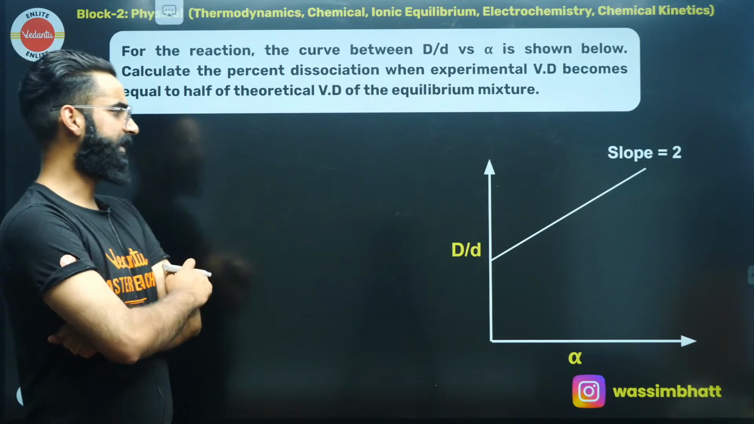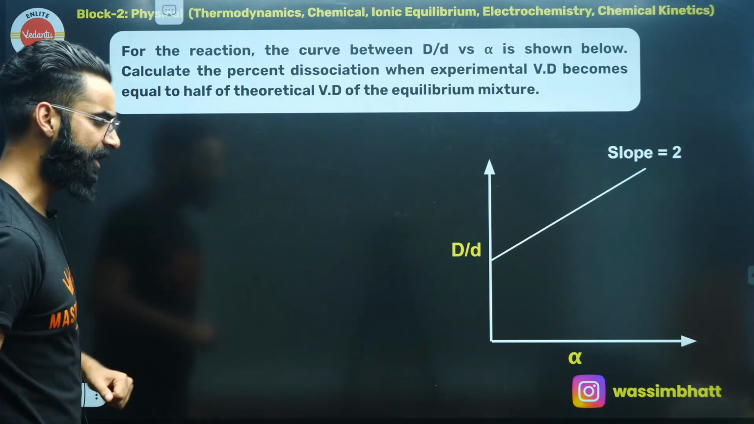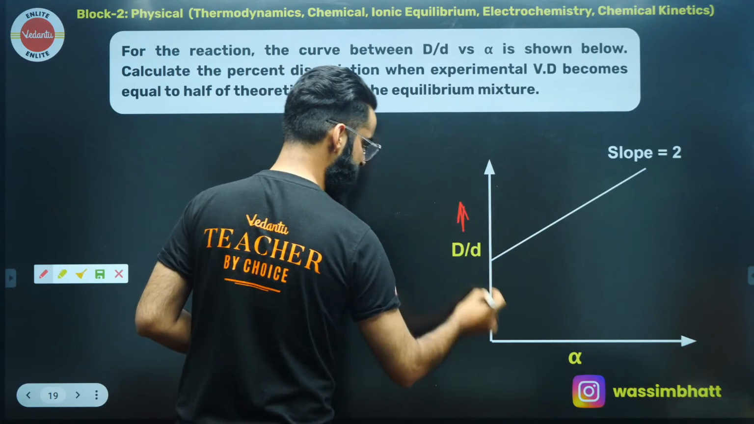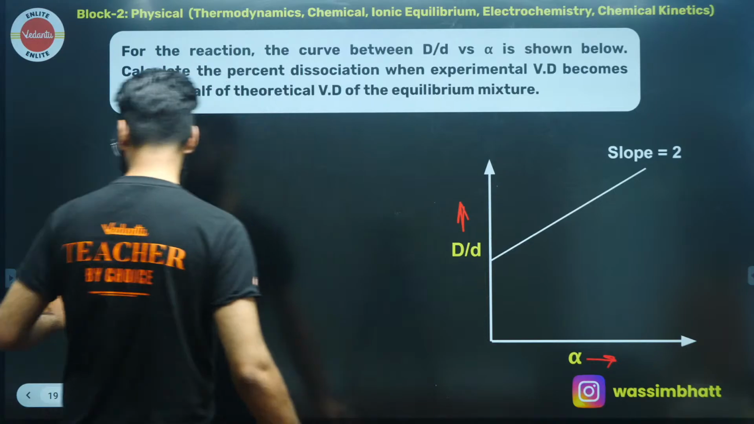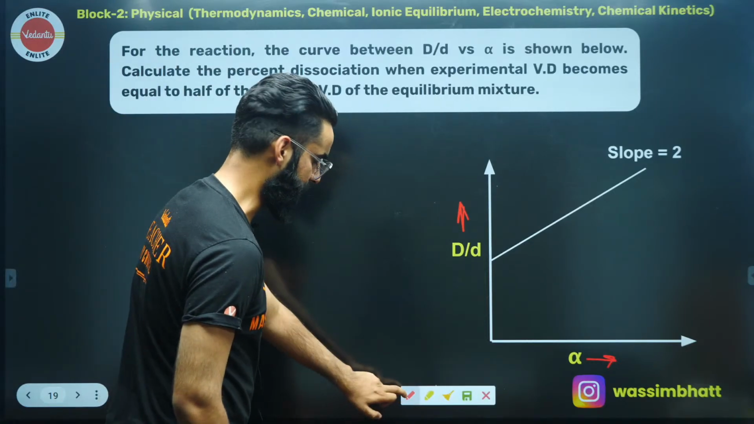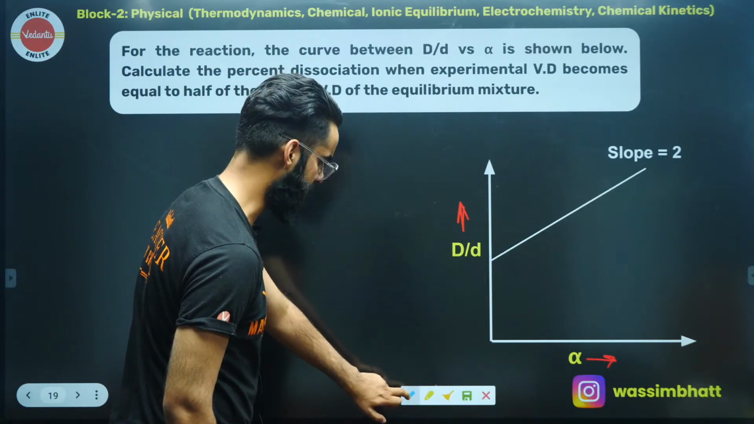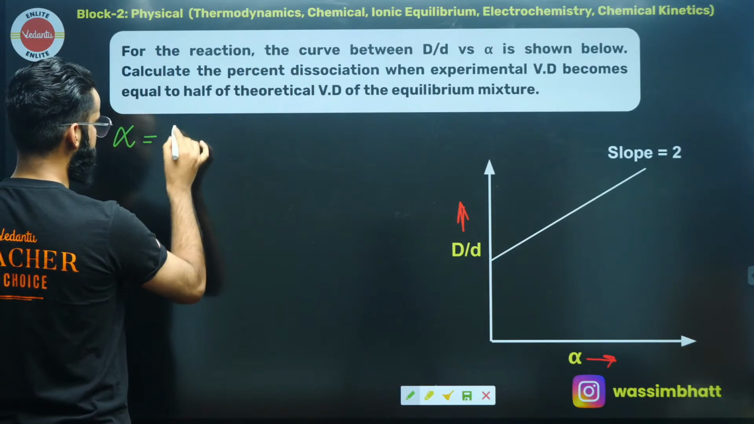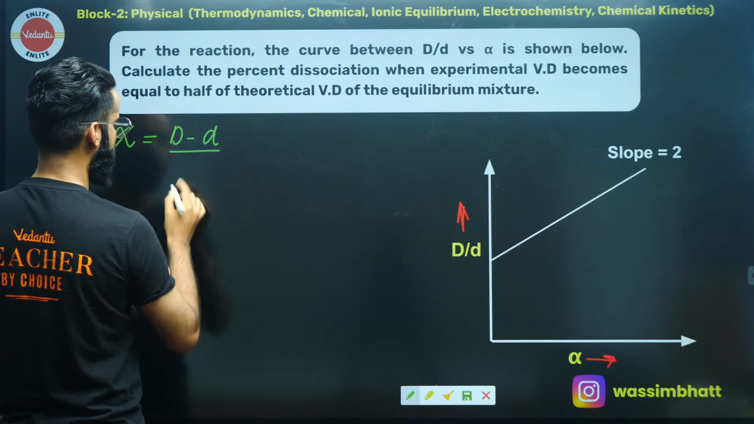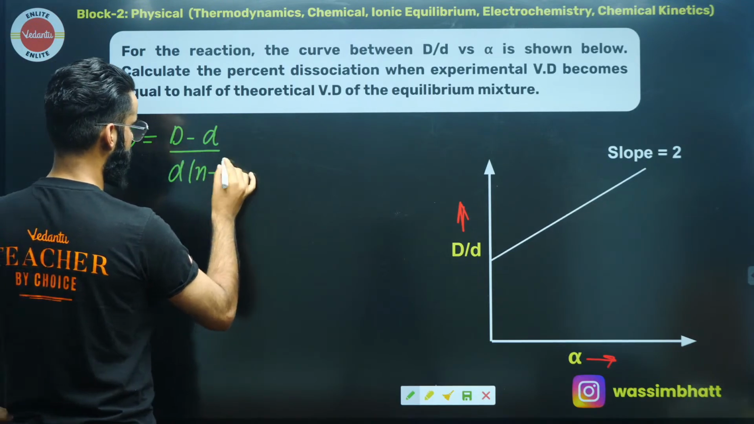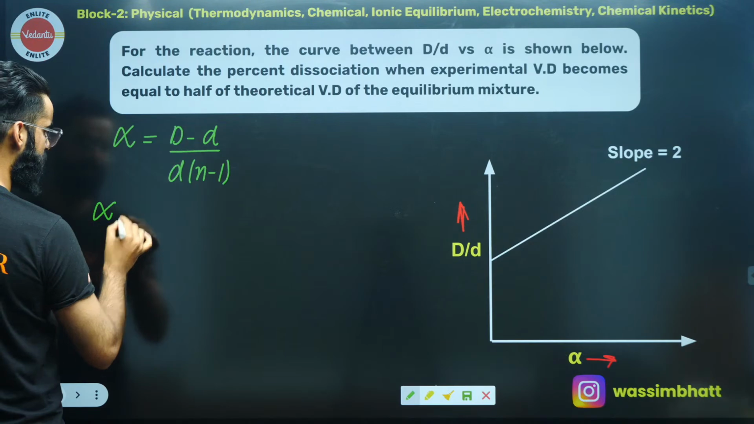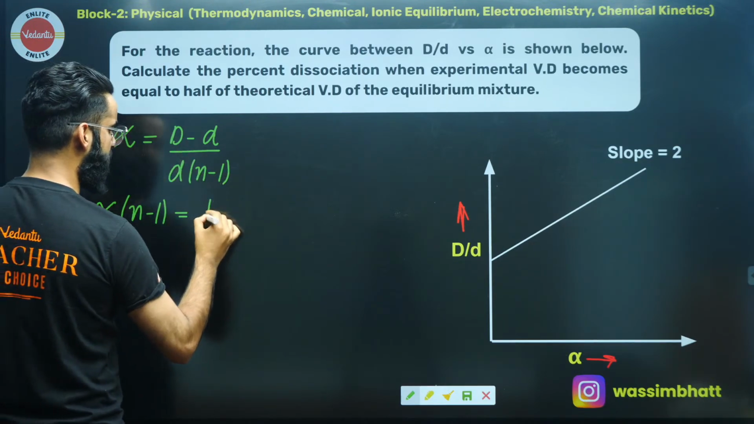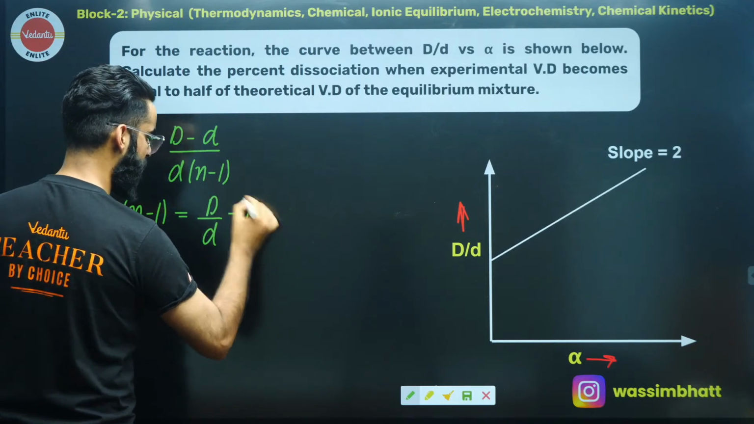All right, look at this particular equation. We are given a curve, and the curve is between capital D divided by small d versus alpha. Now, first of all, how do we get this curve? A few minutes back, I gave you the equation alpha = (D - d)/(d(n - 1)). So this is alpha multiplied by n minus 1. Take this n minus 1 over here. It's capital D divided by small d minus 1.